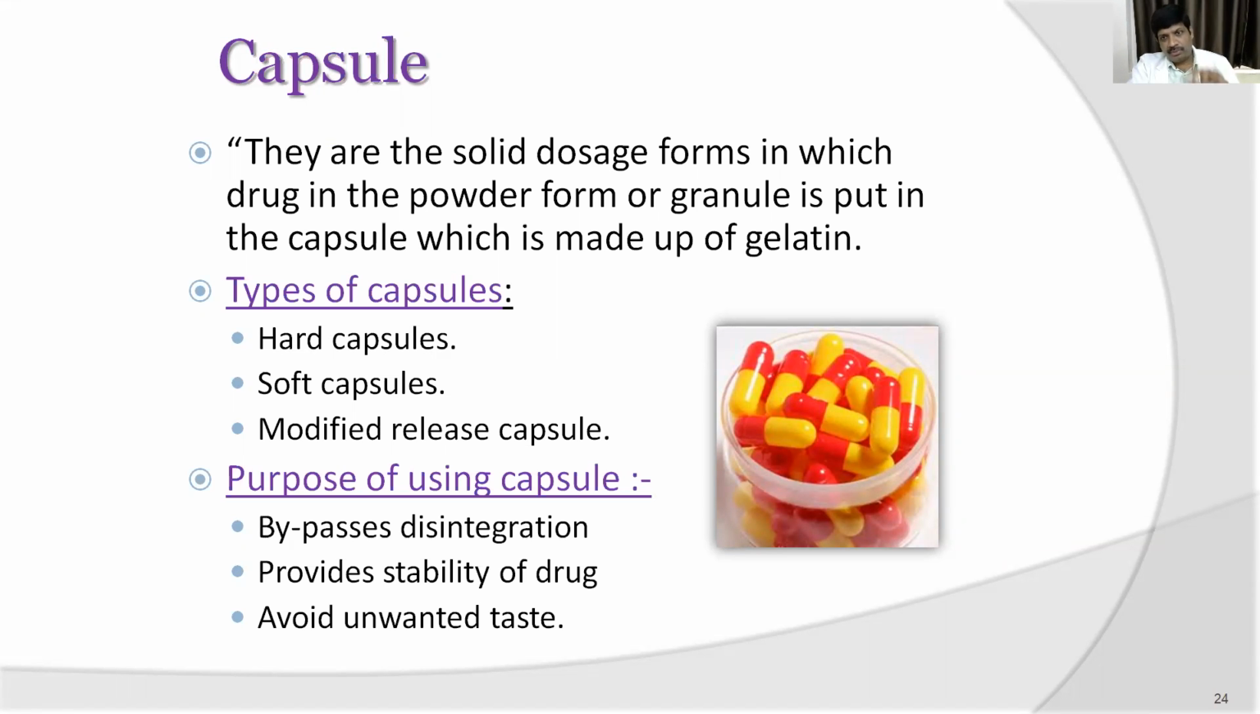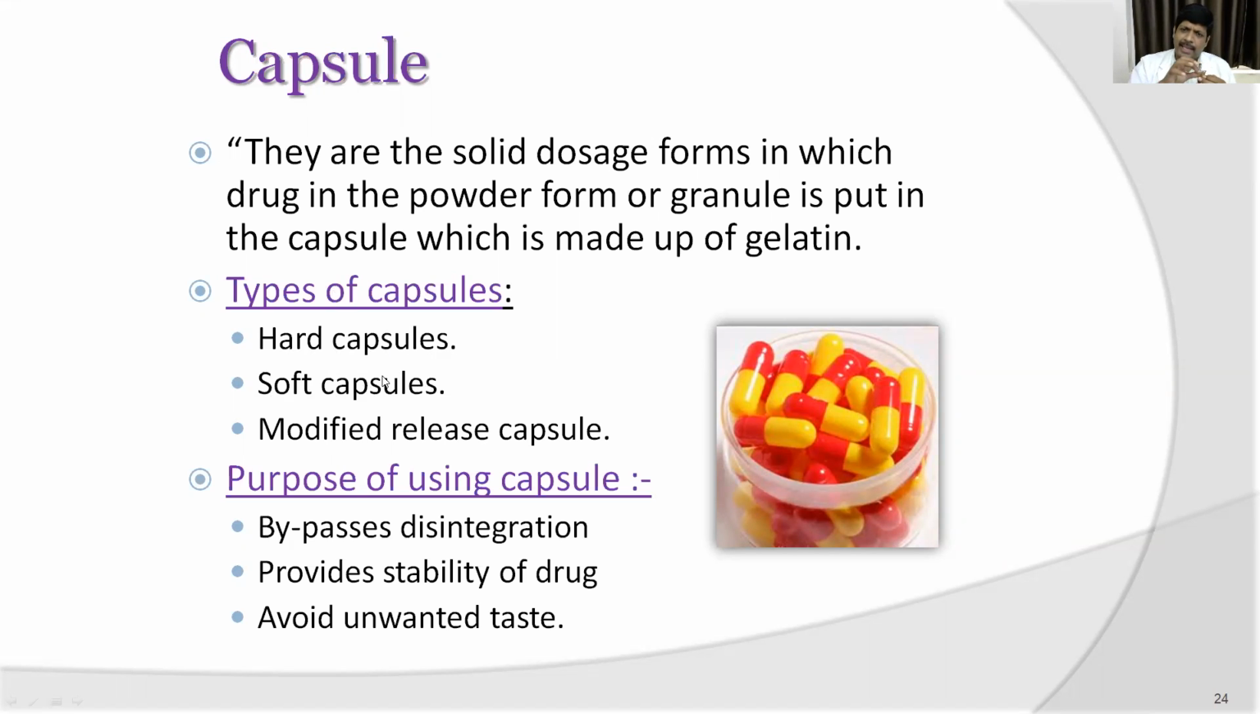They are a solid dosage form in which the drug is in powder form or granules. Many times you will see transparent capsules with granules in them. So it can be powder, it can be granules, put in the capsule which is made up of gelatin. There are types like hard gelatin capsule, soft gelatin capsule, and modified release capsule.